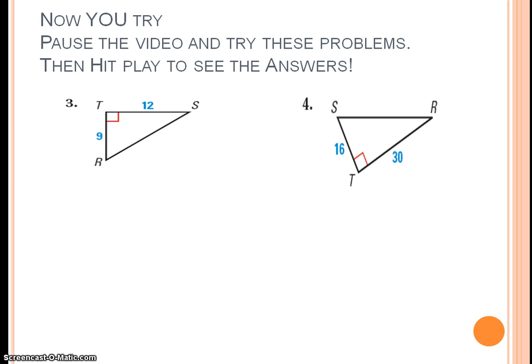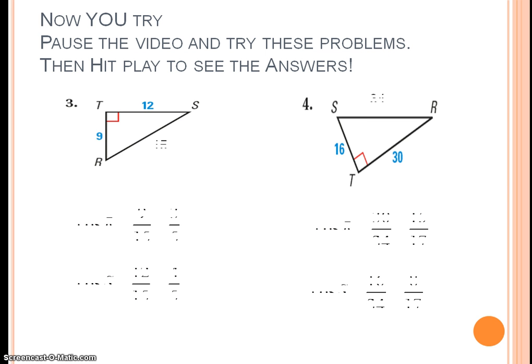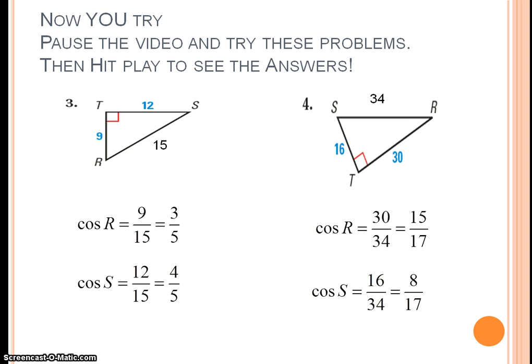Let's do now one with cosine. So please pause the video and try to find the cosine of the two acute angles here. What you need to do first is actually find the hypotenuse in both of these problems, since the cosine is adjacent over hypotenuse. What you find for number 3 is the hypotenuse by Pythagorean theorem is 15, and for number 4 it is 34. So for both cases, the ratios all reduced. Please make sure you check your answers that you have the correct ones there. If you need some more time to look at the answers, please press pause.